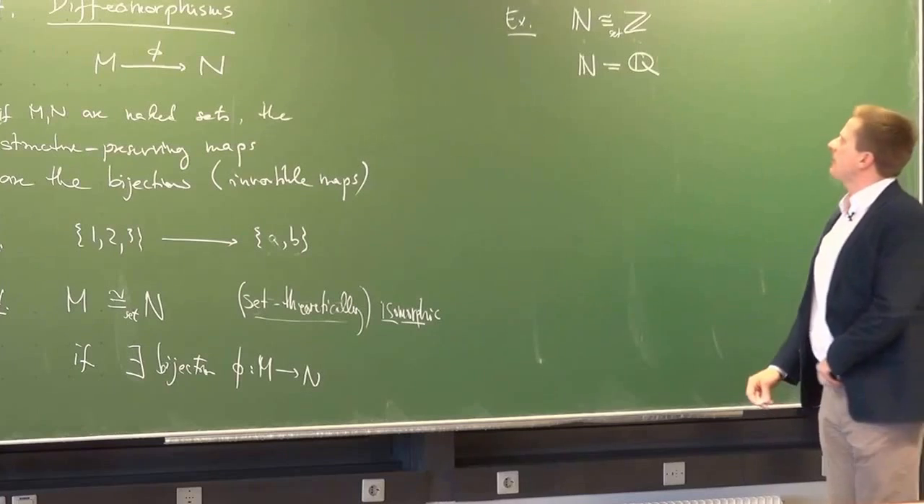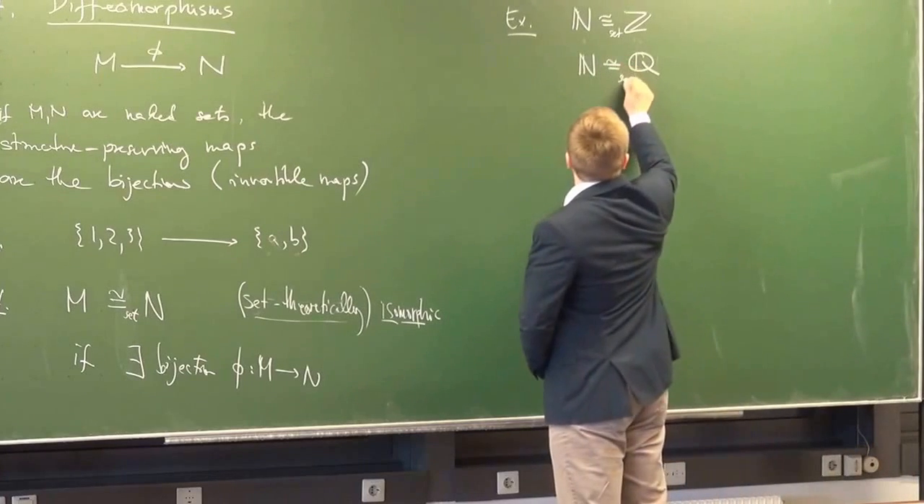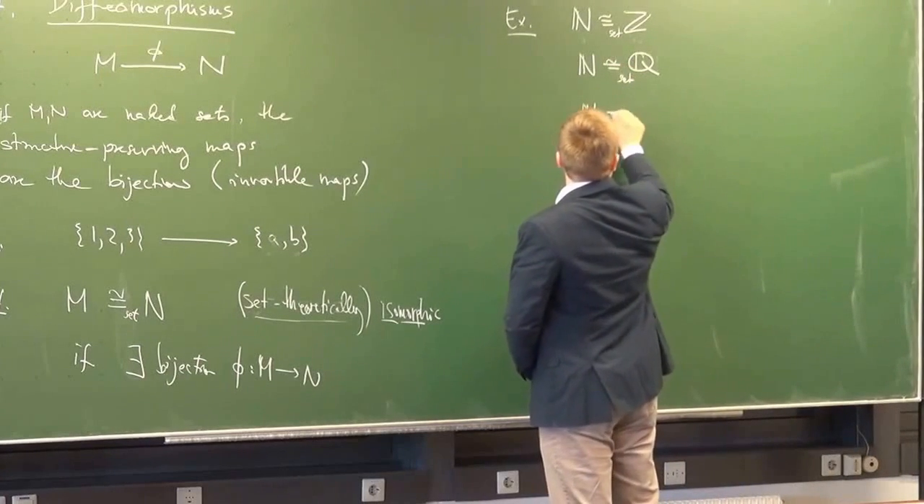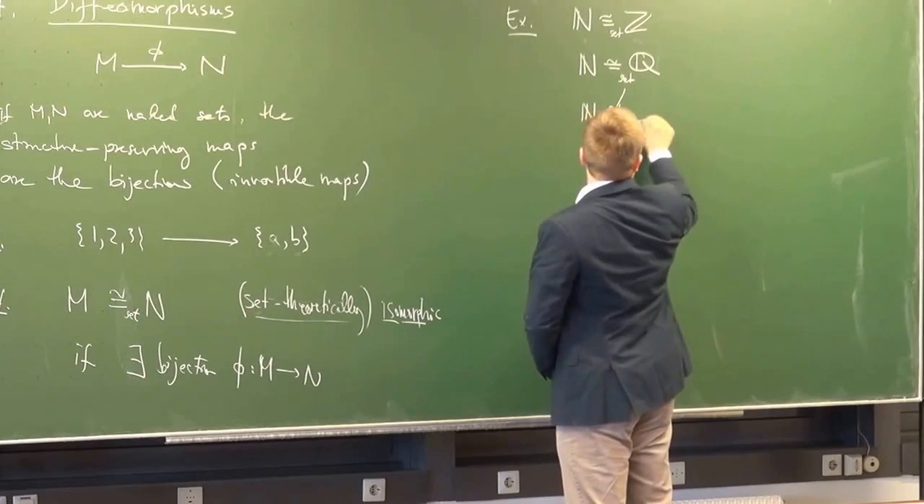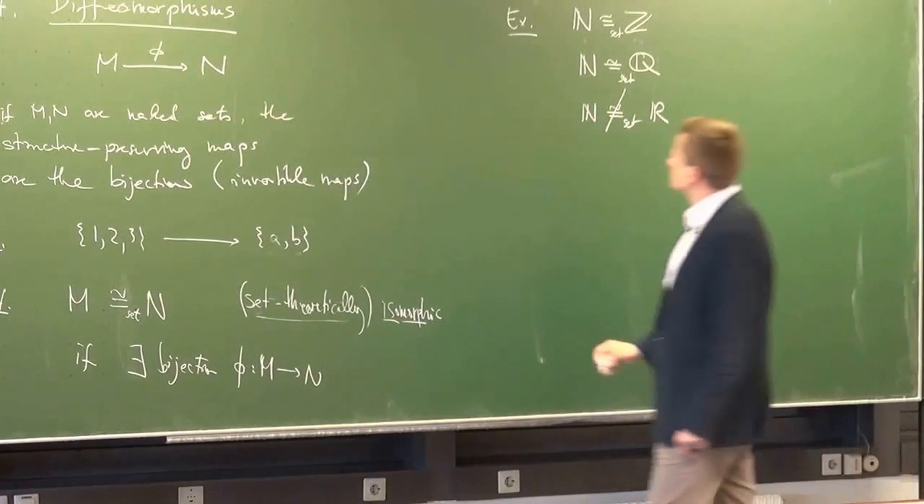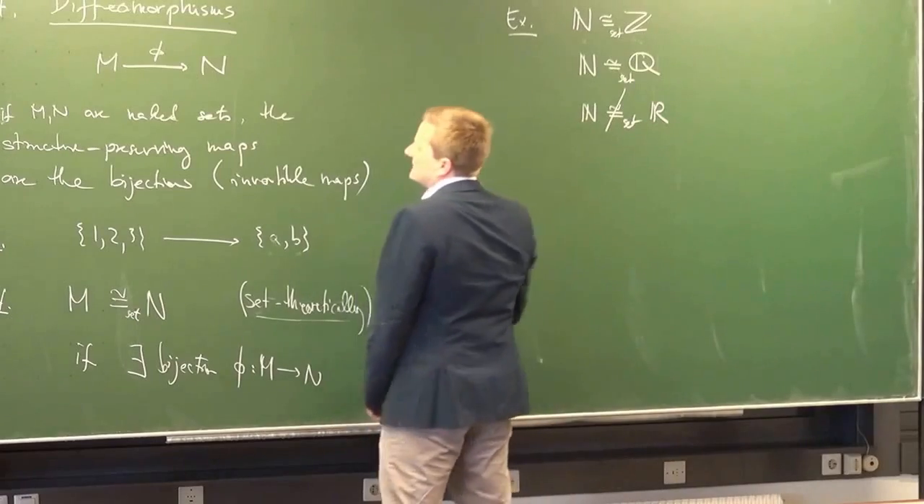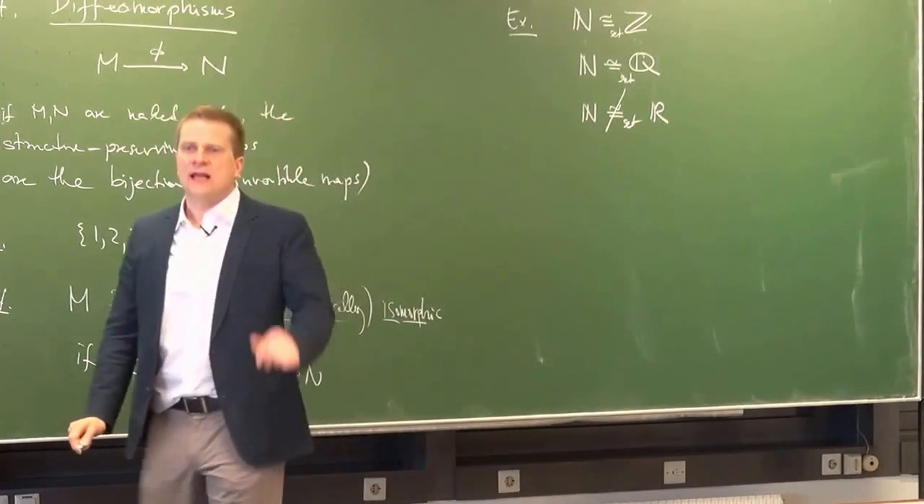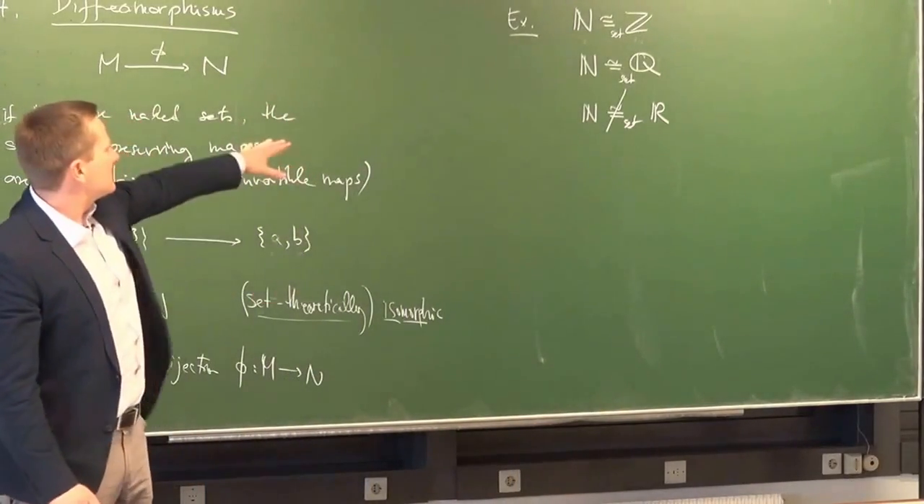Maybe you saw this before. So they're set theoretically isomorphic. But N is not set theoretically isomorphic, for instance, to the reals. Okay, that's this example. Now, that was on the set theoretic level, and that will always stay like this.